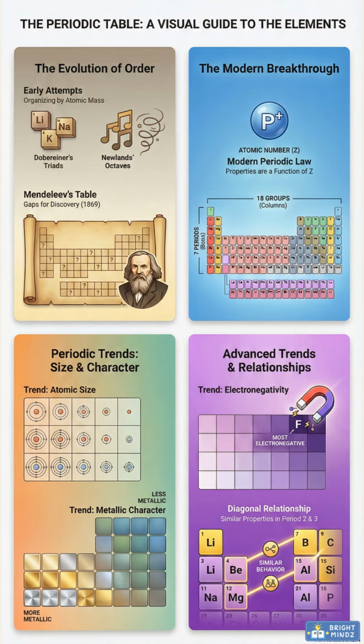The periodic table captures how elements relate through atomic number, size, metallic character, electronegativity, and even diagonal similarities. By recognizing these patterns, you can predict how unfamiliar elements might bond, react, and combine, turning the table into a practical toolkit for understanding chemical behavior across all of matter.